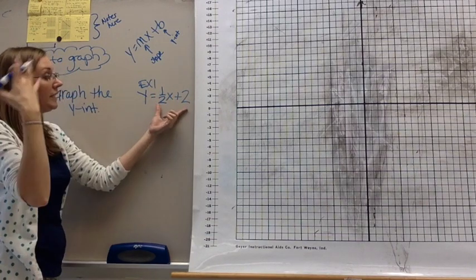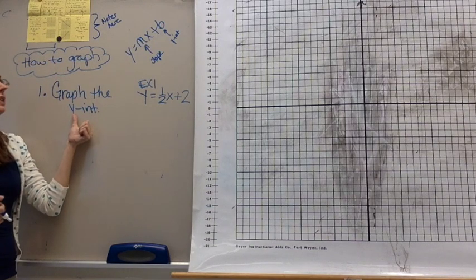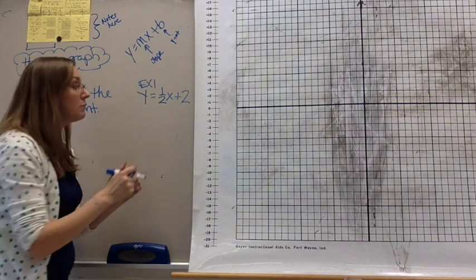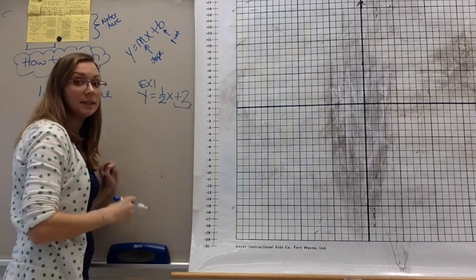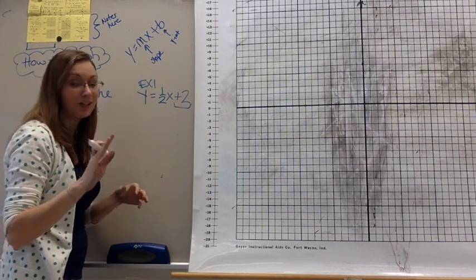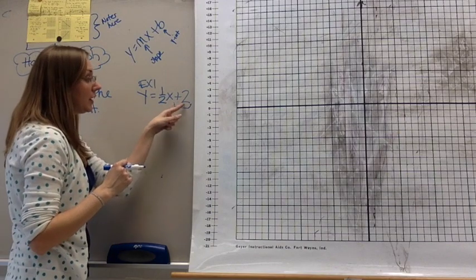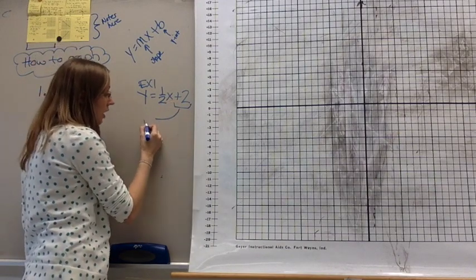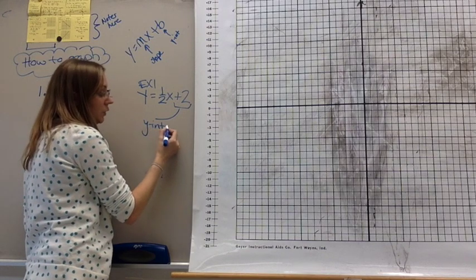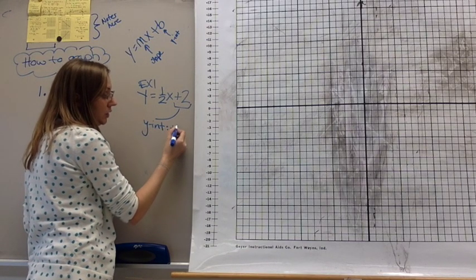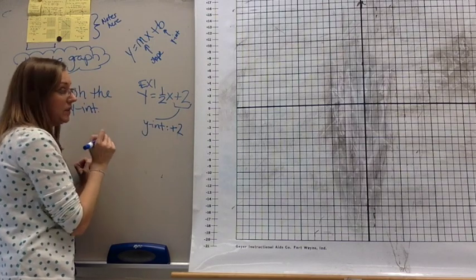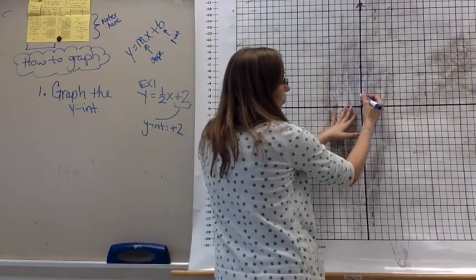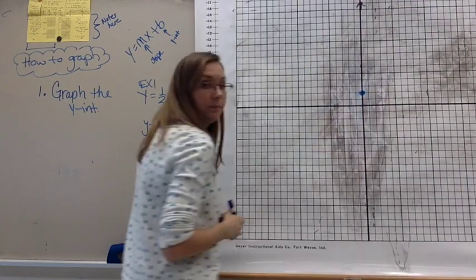Now looking at this, I need to decide what my y-intercept is. If it's slope-intercept form, every single time, the number that is not attached to the x is our y-intercept. So our y-int is going to be at positive 2 because it's a plus 2. I'm going to graph it first. It's a y-intercept, so it's going to hit my y-axis right at 2. I put a nice bold dot.